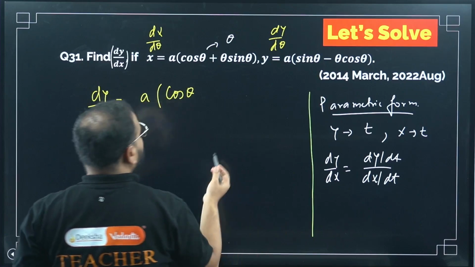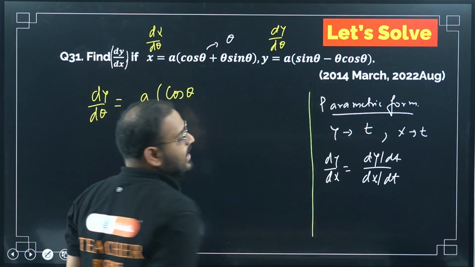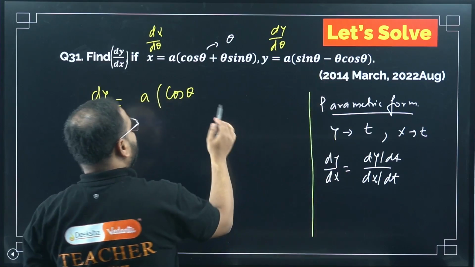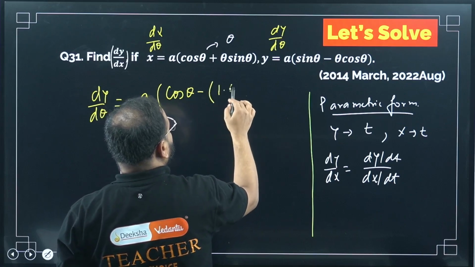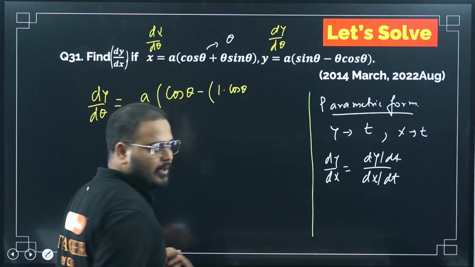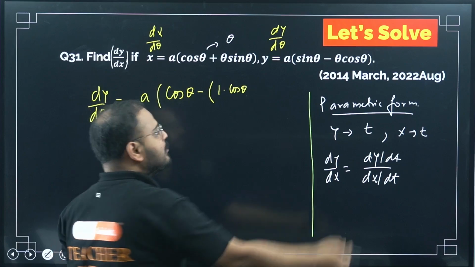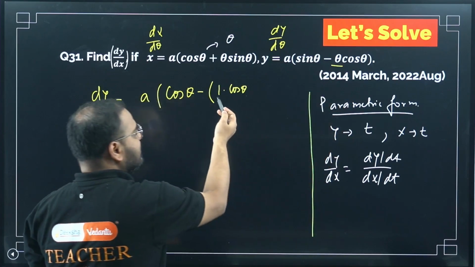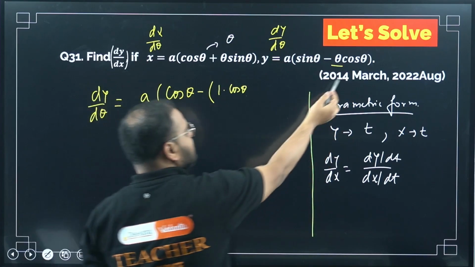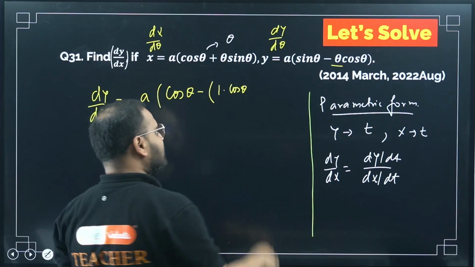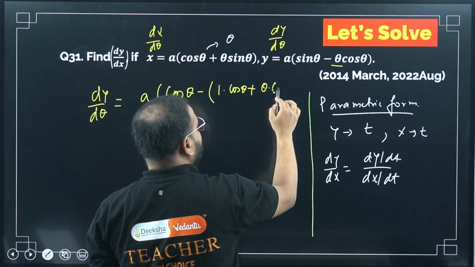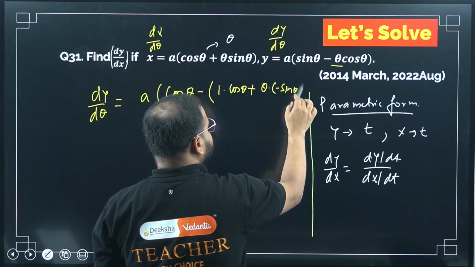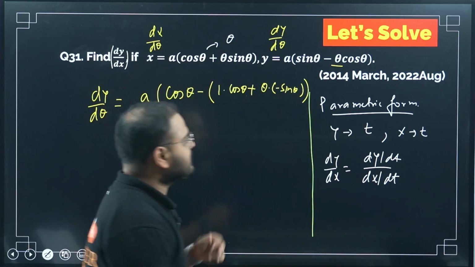Theta is a variable, not a constant. A is a constant, theta is a variable. I have to use the product rule here, so minus sign. Theta will be 1, cos theta will be as it is. See here, I am using the product rule now. So theta differentiation is 1, and cos I'll keep as it is. Next, plus sign, I'll keep theta as it is, and for cos I get minus sin theta.